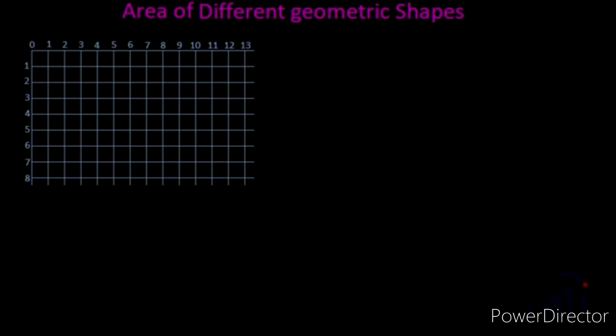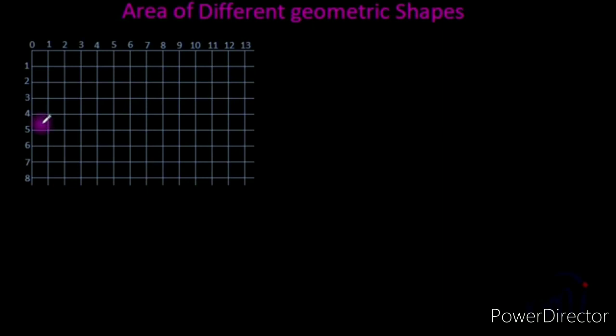And as you can see, I have already drawn a grid. This is actually a grid of unit squares where each tiny square is of length 1 unit and breadth 1 unit. So this grid will guide us and help us to find the length and breadth of the geometric shapes, and it will also help us to find the area of those geometric shapes.